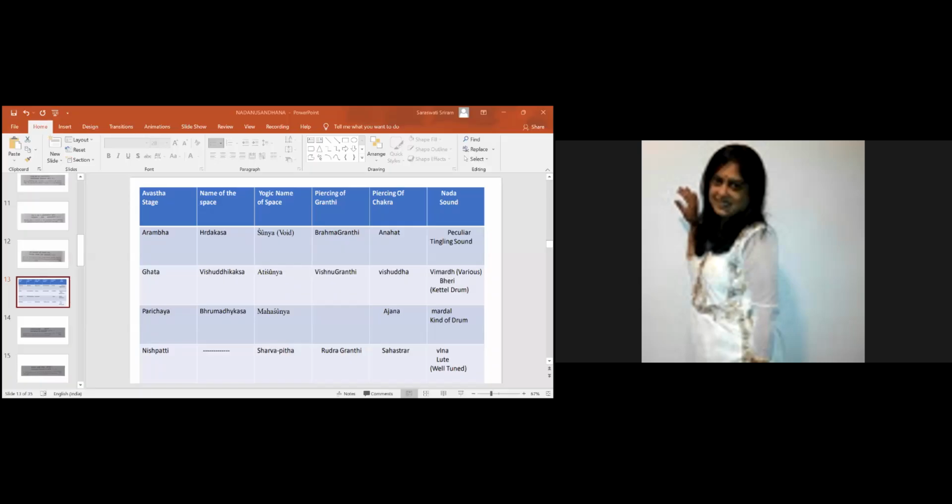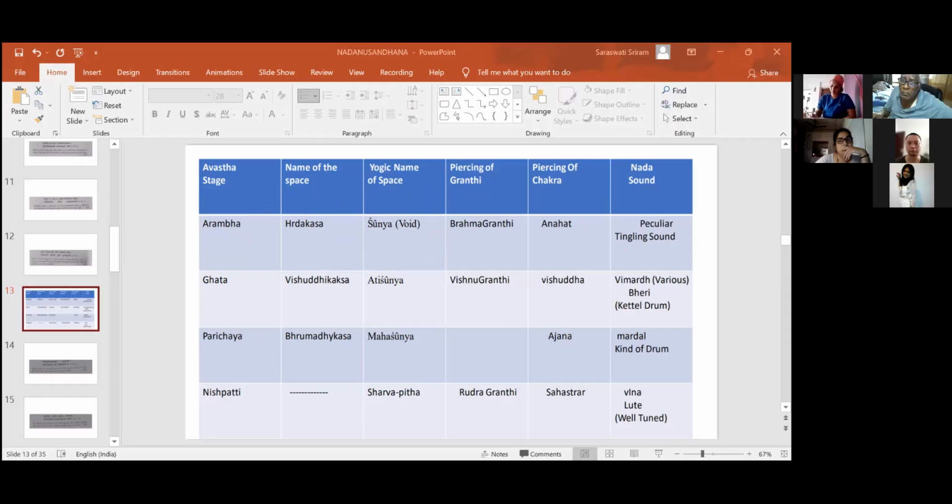Okay, Nadanusandhan. It is made up of two words, Nada and Anusandhan. Nada means the sound, and Anusandhan means fixing your attention or concentrating on that sound, or attending to that sound. So Anusandhan basically means research. And how will you do research on that sound? By attending to it, by concentrating on that particular sound.